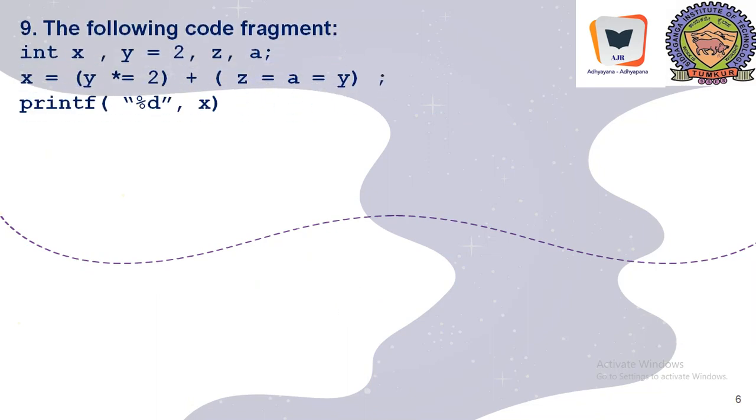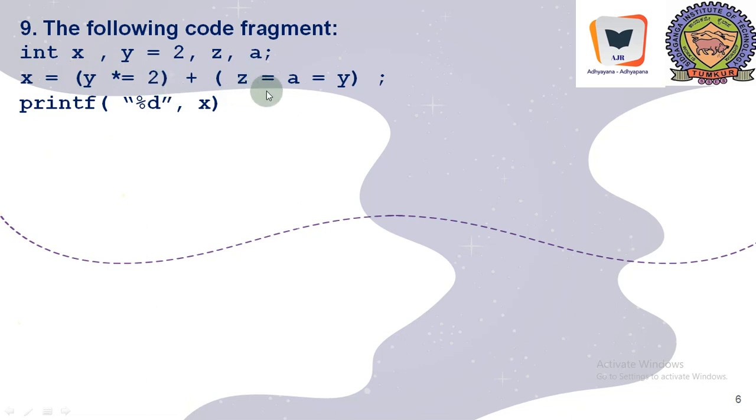Now, the following code fragment: x equal to y, x comma y equal to 2, z and a. Now, we come out with an expression: x equal to y star equal to 2. This is a compound assignment operator. y star equal to 2 means y equal to y into 2. So y is already set to 2, so 2 into 2 is 4. So this particular bracket will evaluate to 4.